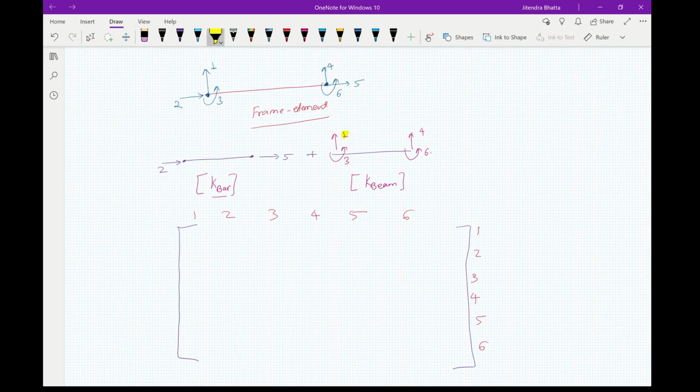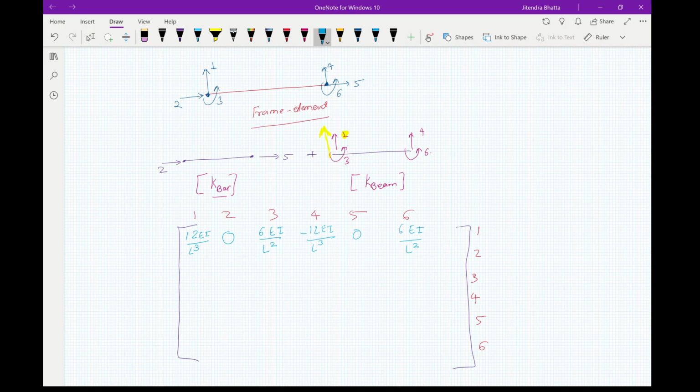So 1 1 corresponds to your force in the upward direction due to unit displacement in the same direction upward. Now this one corresponds to your beam value, so this will be equal to 12 EI by L cube. And 2, it will have no effect in the axial direction, and 3, this is the moment, so it will be 6 EI by L square, and 4, it will be minus 12 EI by L cube, and 5, no reaction, and 6, it will be 6 EI by L square.